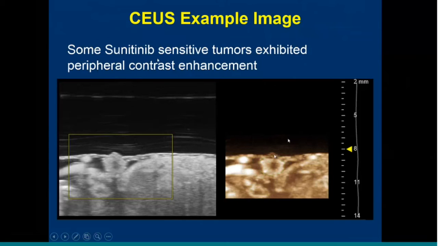Jumped ahead a bit. Just as an aside, here's a contrast-enhanced ultrasound example image. It's just an image, not a video, so it shouldn't be playing anything. Just to note that some of the sunitinib-sensitive tumors exhibited what we term a peripheral contrast enhancement pattern, where the center of the tumor is basically avascular, but the periphery is still quite vascularized. There's a lot of literature saying that this type of enhancement pattern correlates well with tumors that are responding to anti-angiogenic therapy and overall patient survival. But it's mostly just a curiosity at this point.